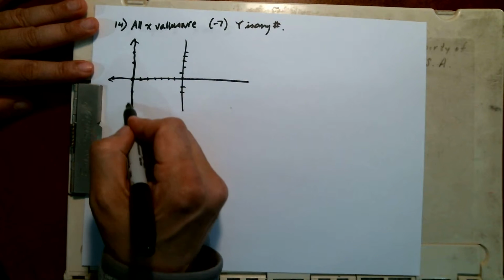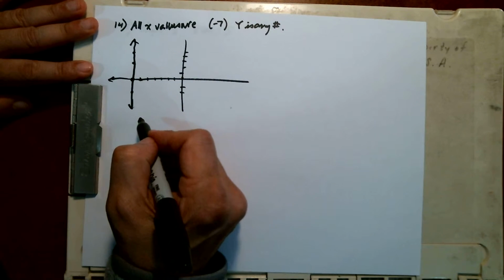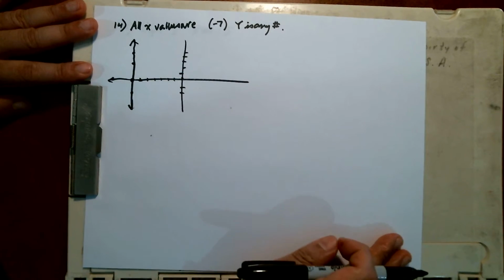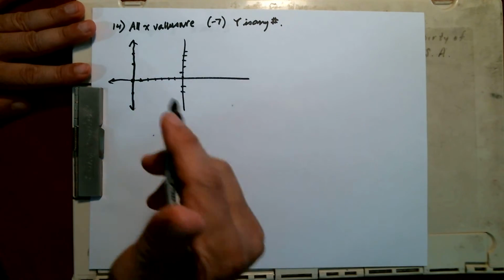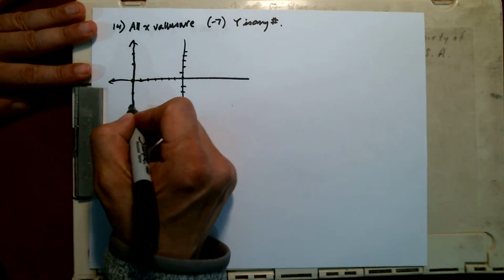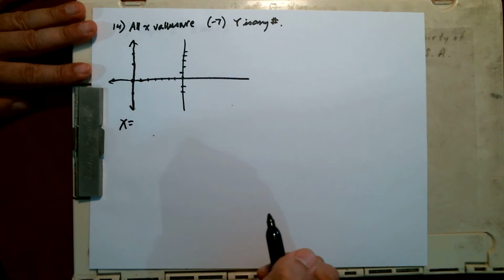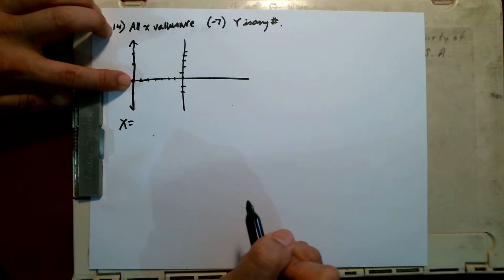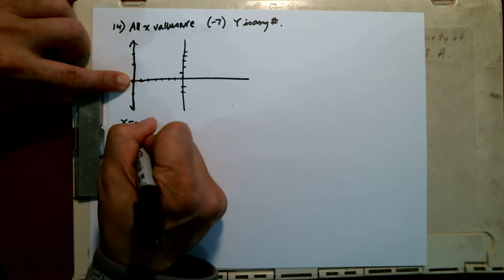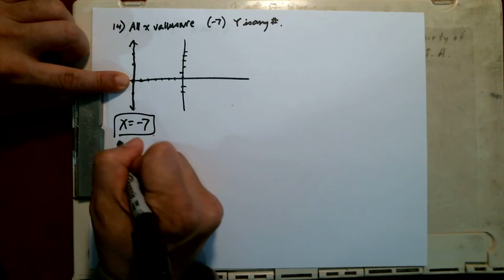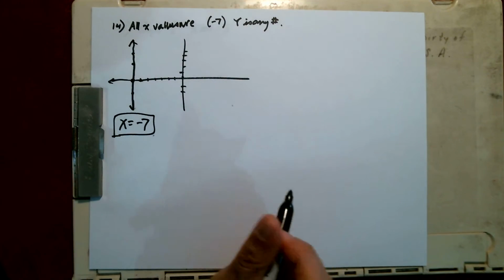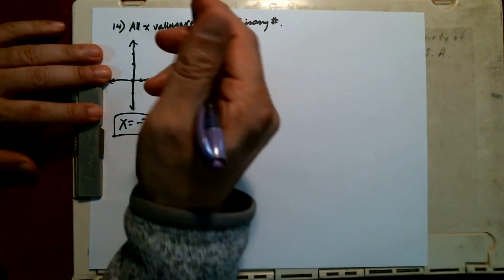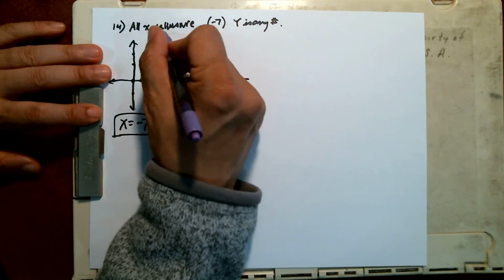Remember what the equation of a vertical line was? Well, if you don't remember, try to look it up. Always, equations of vertical lines are always x equals. Okay, and they always go through the x-intercept, which is negative 7. That's your final answer.